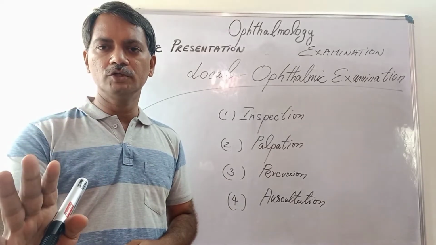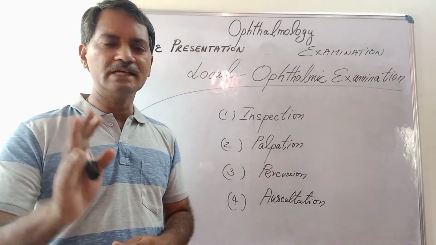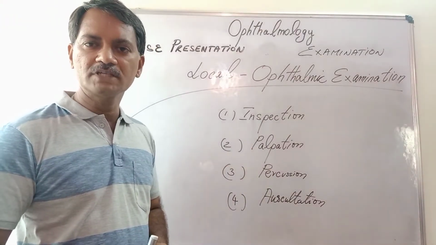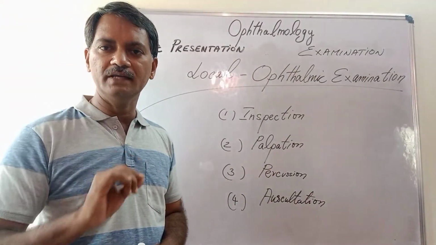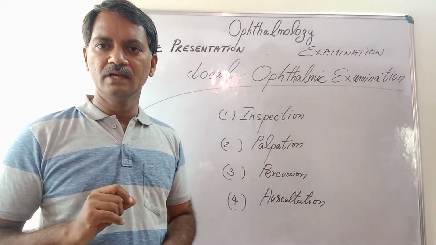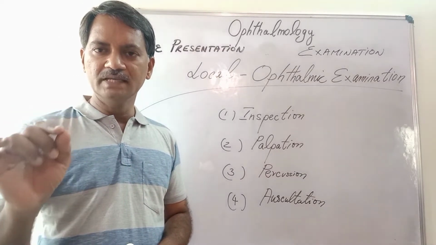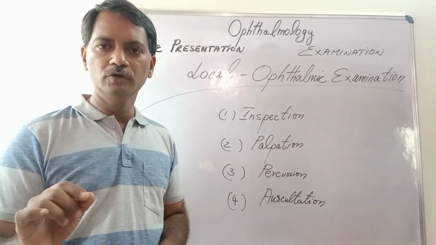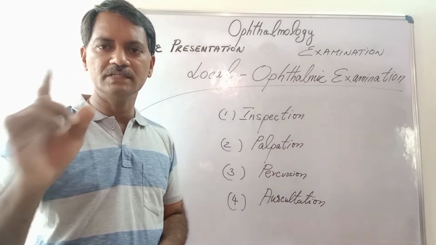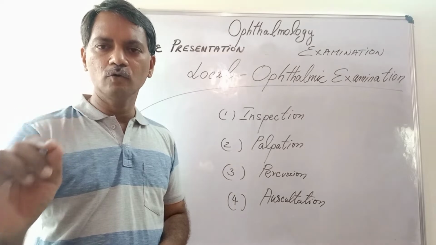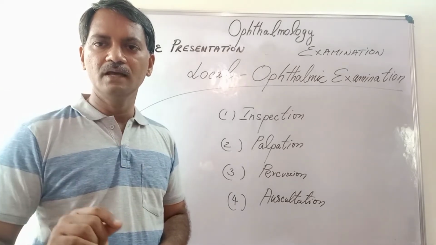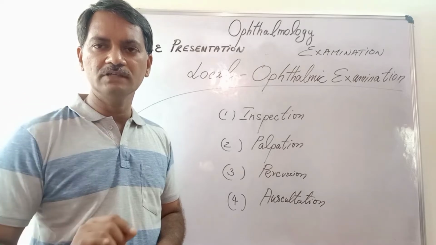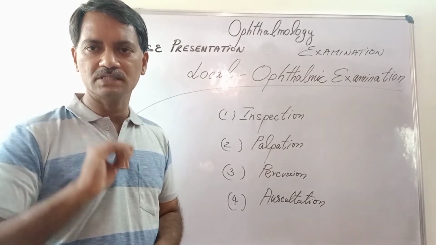In ophthalmology too, you should not jump from one examination to another. First, you do an inspection finding in all the structures. Next, if it is needed, do a palpation finding. Next, you do a percussion finding if it is needed. Then you can go for auscultation finding if the findings suggest certain pathology where auscultation is very essential.